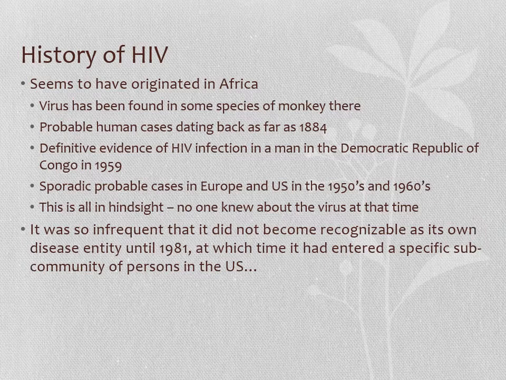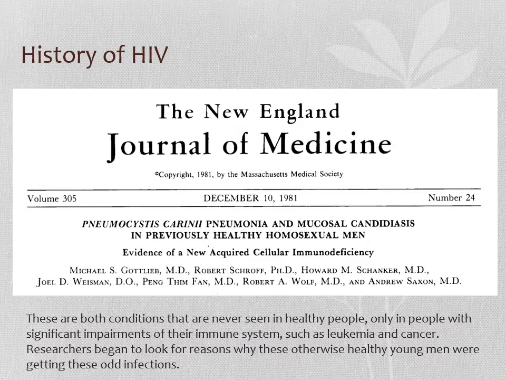There were some sporadic probable cases here and there in Europe and the United States in both the 1950s and 1960s, which we only know about in hindsight. Nobody knew that this virus existed back then. And it was so infrequent that it was infecting people that nobody realized that this was a new disease until 1981, because by 1981, this virus had entered a specific sub-community of persons in the United States and become very widespread in that particular sub-community. This was a group of people who happened to be having a lot of sex without condoms, a group of men who were having sex with men in San Francisco.